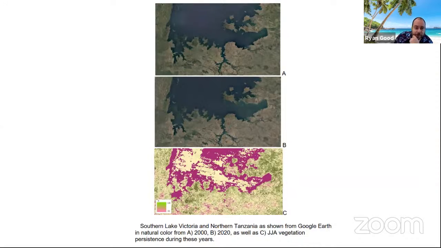Other interesting factors are happening in and around Lake Victoria, particularly in this study area from southern Lake Victoria and northern Tanzania. I'm not sure how well it's coming across on the screen, but in the period from 2020, the picture that's labeled B, there's notably visibly more vegetation, greenness in the water than there is 20 years prior. So much so that it's being picked up by NDVI calculations and therefore is being impacted on this persistence metric. And you see in the visualization of persistence that even large portions of the lake are registering mildly positive or mildly negative vegetation persistence, despite the fact that it's open water.